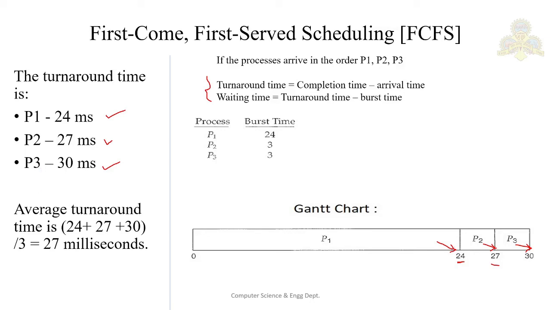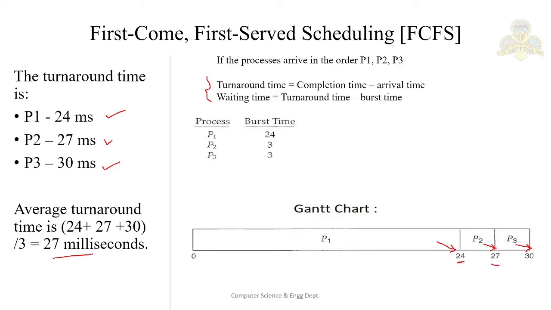Now we will calculate the average turnaround time. The average turnaround time is the sum for all the processes divided by the total number of processes. So it is 24 plus 27 plus 30 divided by 3. That comes to 27 milliseconds.